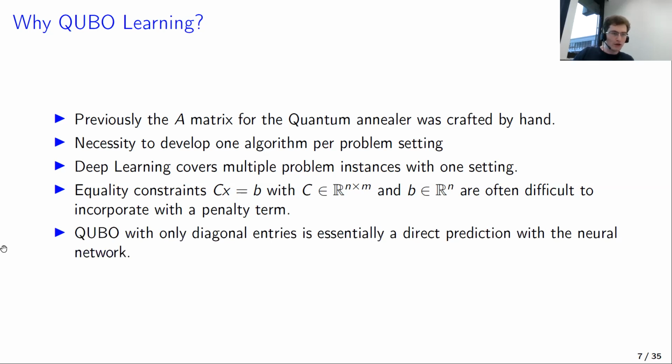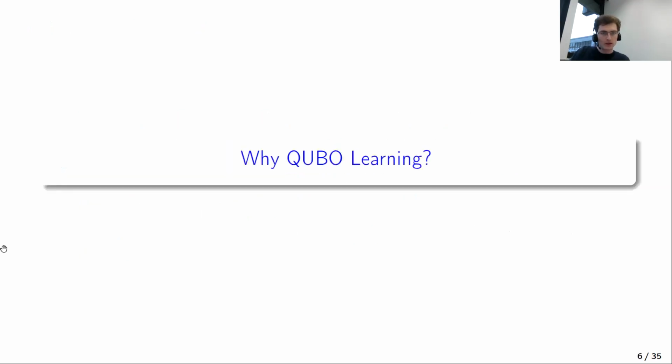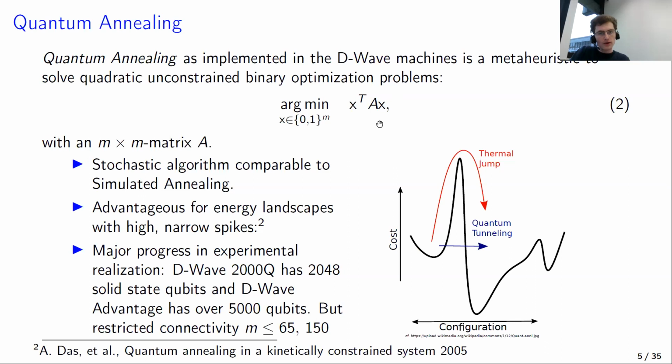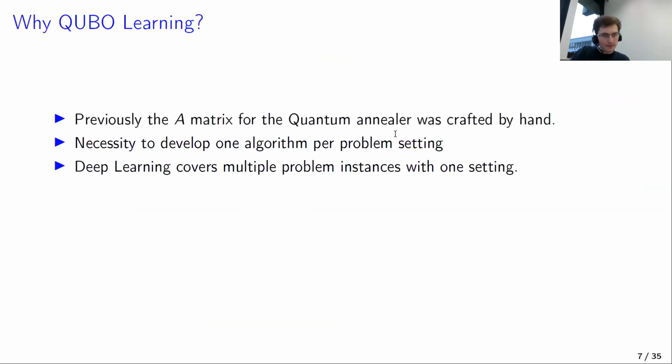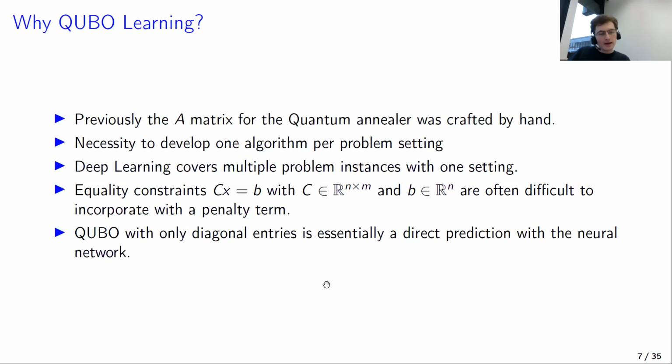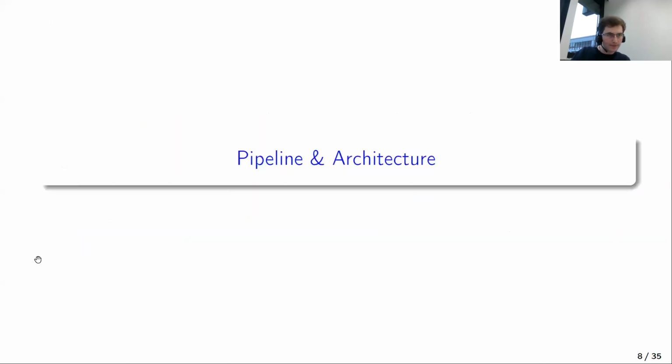Another motivation of our work could be the following. Consider QUBO problems where we only have the diagonal entries. In this case, you could directly solve the problem by looking at the signs of the diagonal entries. So in some way, having a neural network predict this matrix A would be, if you also have non-diagonal entries, a generalization of this direct prediction of a neural network, I would say.